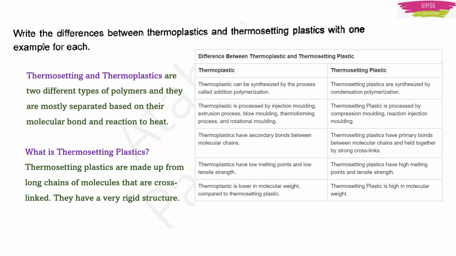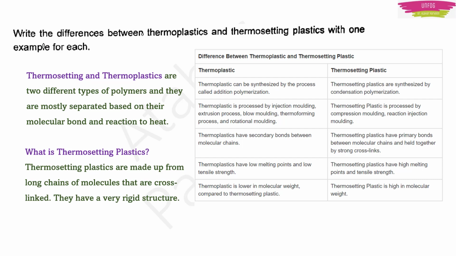Then thermoplastics are processed by injection molding, extrusion, all types of molding, blow molding, thermoforming, rotational molding and all that. But thermosetting plastics are processed only by compression molding and reaction injection molding. So I don't want you all to learn all this. If you know 2-3 points, that is more than enough. I am putting 5 points here. If you remember 2 or 3 easy points, that is more than enough for your exam.